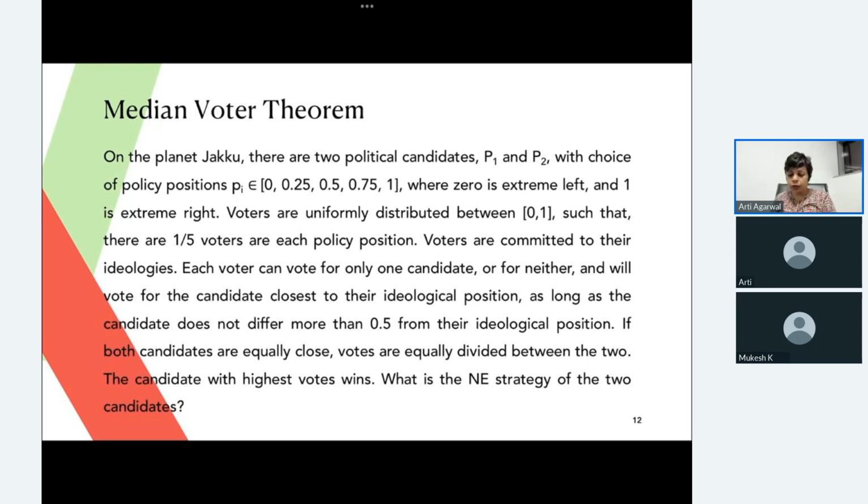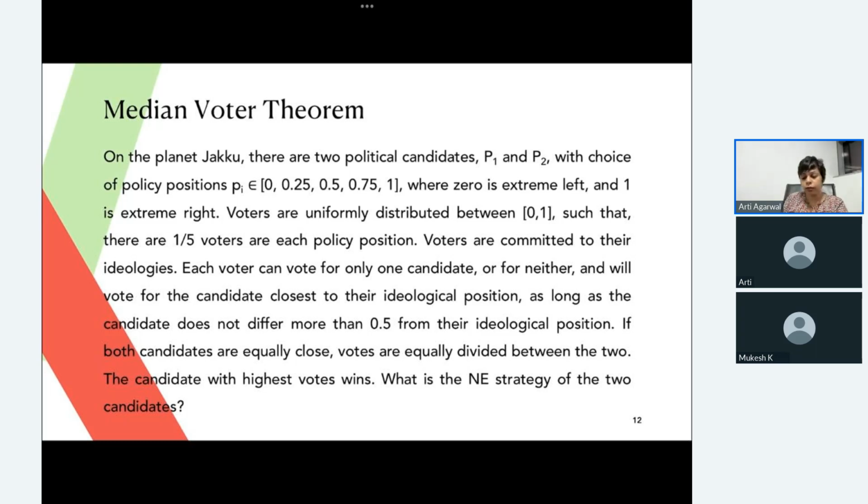Now, the rules of the game are what is interesting in this problem. The voters here are pretty committed to their ideologies. They will only vote for one candidate first of all, or they also have the option of voting for neither. And when do they do that? We'll just see that. So the voters will vote only for the candidate who is closest to their ideological position, as long as the candidate does not differ more than 0.5 from their ideological position.